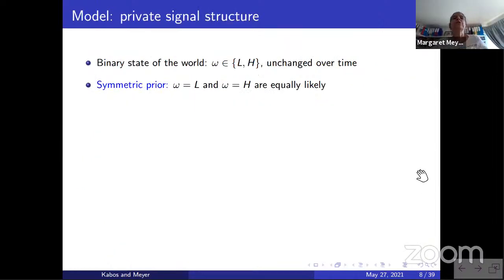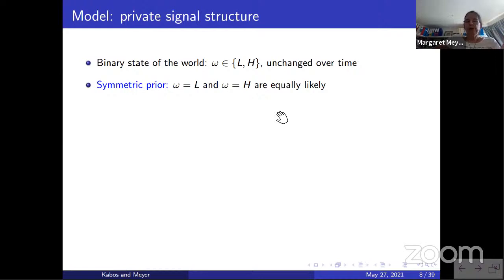Okay, good. So let me present the model, and I'll begin with the signal structure. There's a binary state of the world, which takes the value low or high, L or H, which is unchanged over time. As you'll see in a few slides, I'm going to be introducing recording error, which will be analogous to an evolving state, but it's, for my purposes, simpler to work with an unchanged state of the world.